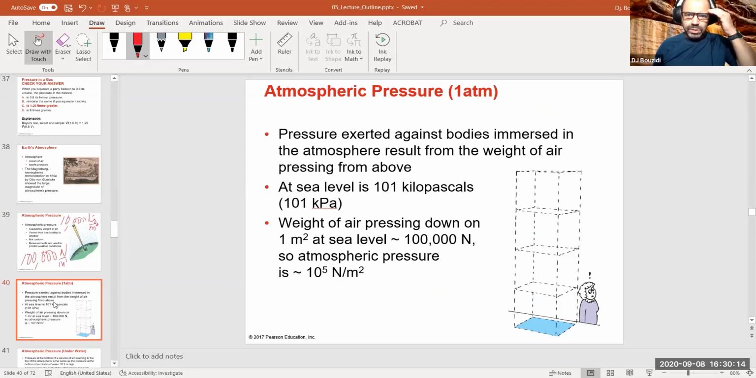Again, so the pressure exerted against bodies in immersed. So this is the other number that's worth remembering. And I already throw it in there, 100,000 newtons per meter squared, or 100,000 pascals. And 101, to be more specific, kilopascals. To be more accurate, it's 101.3 kilopascals.